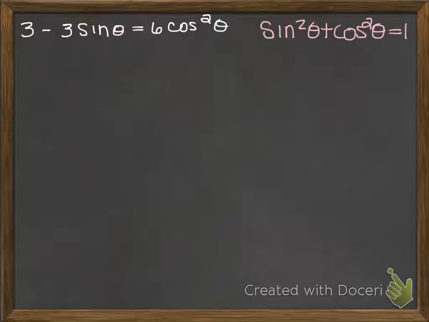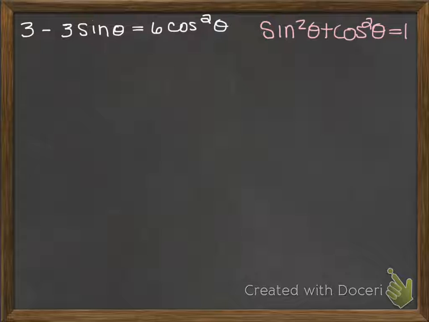I received a homework question this weekend that I decided to make a video for because it was a more complicated question on solving trig equations where you need to use the identities to be able to solve them. So this is the question: 3 minus sine theta equals 6 cosine squared theta.